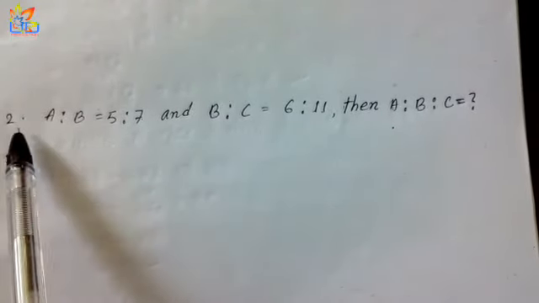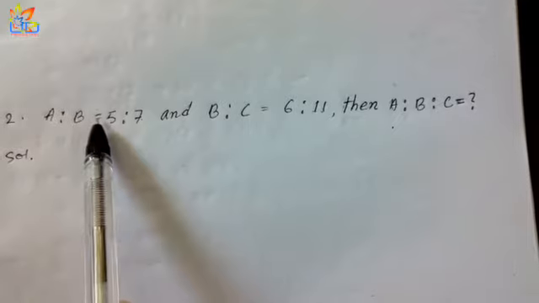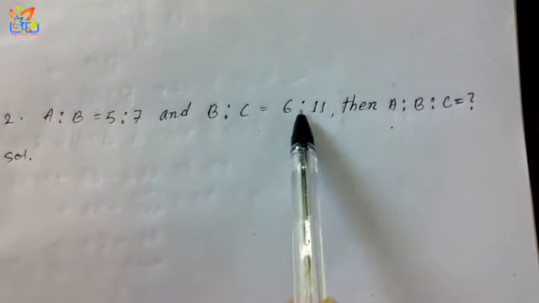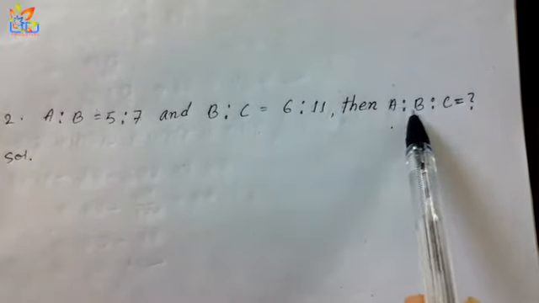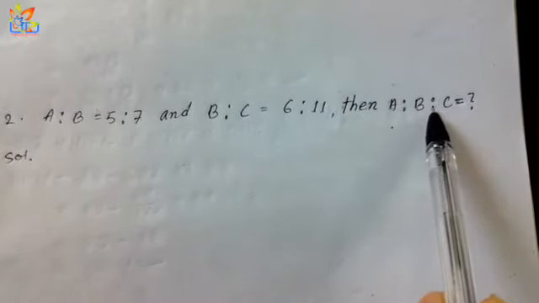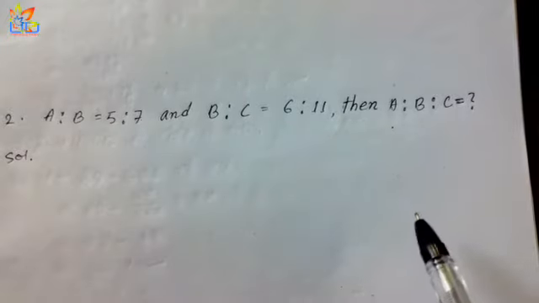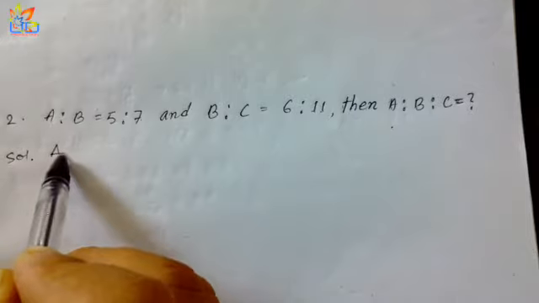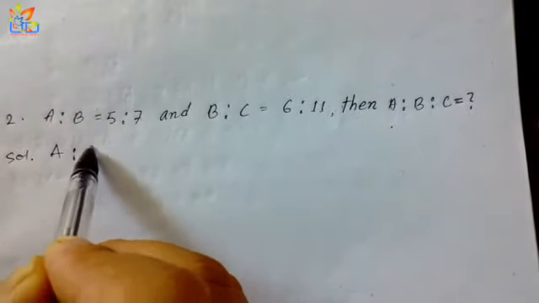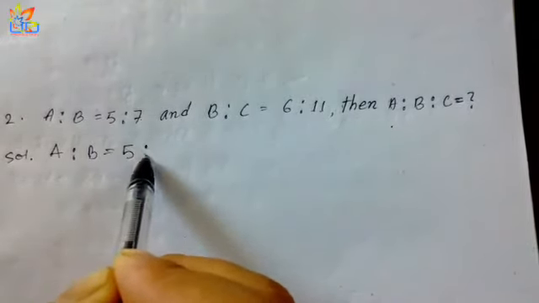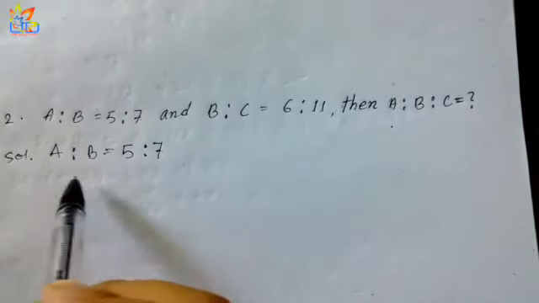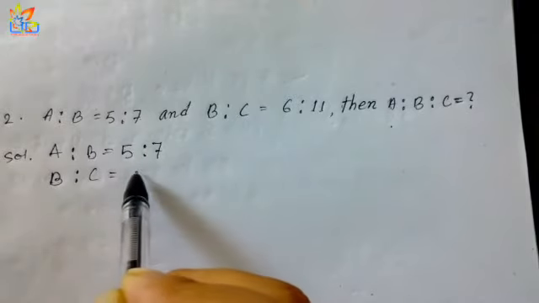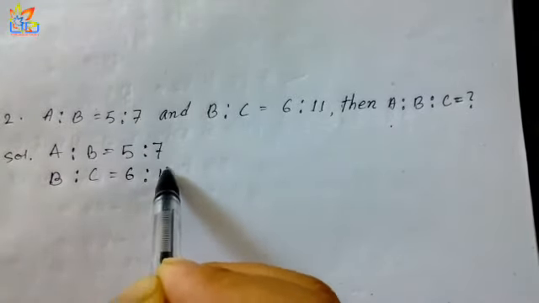Question number 2. A is to B equal to 5 is to 7 and B is to C equal to 6 is to 11. Then A is to B is to C equal to what? A is to B equal to 5 is to 7, B is to C equal to 6 is to 11.